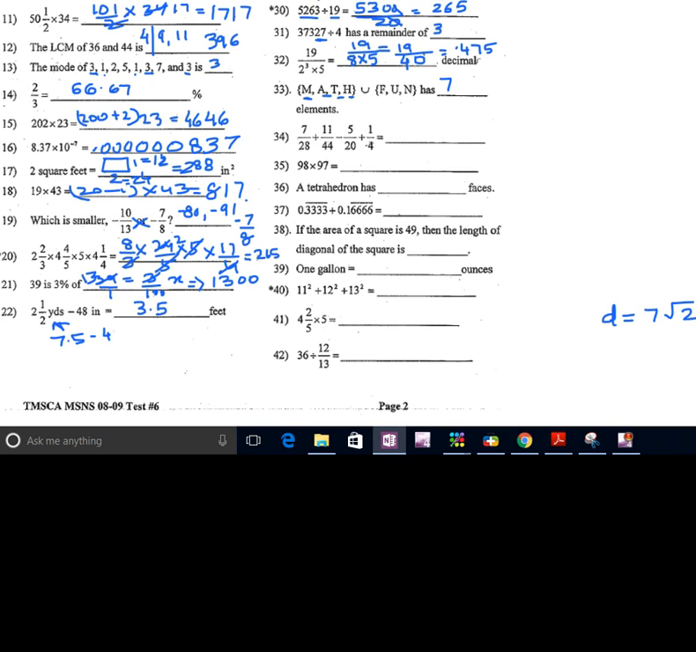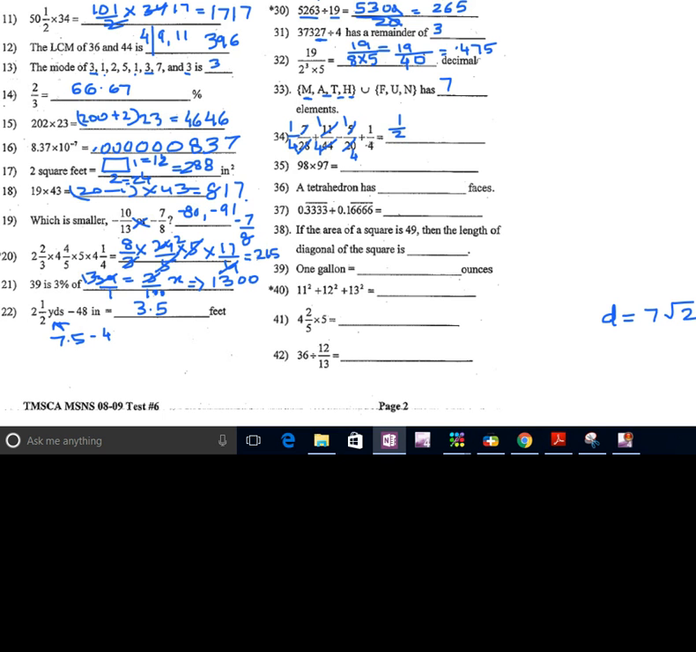What's the sum of 7 by 28 and 11 by 44 minus 5 by 20 plus 1 by 4? Okay, so if you look at this carefully, you will see that 7 by 28 is nothing but 1 over 4. 11 by 44 is also 1 over 4, minus 5 over 20, so this is also 1 over 4. So minus 1 over 4 plus 1 over 4, that is 0, and then 1 over 4 plus 1 over 4, that is 2 over 4, which is nothing but 1 over 2.